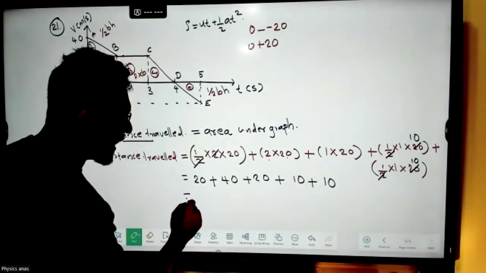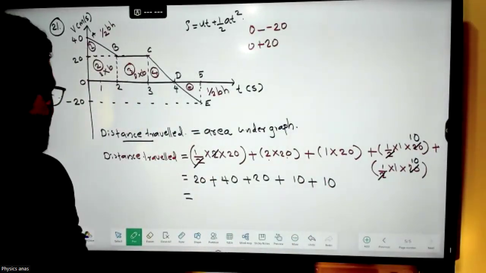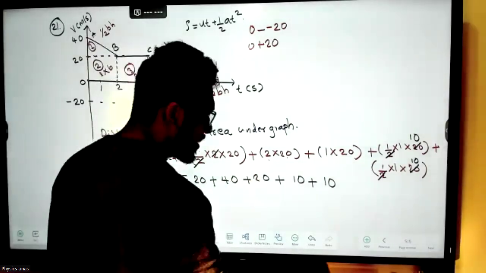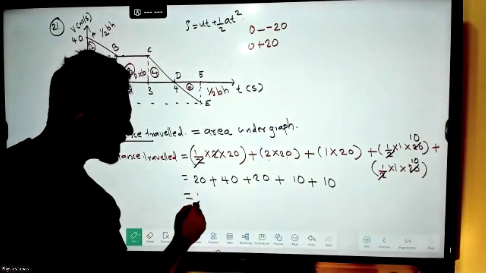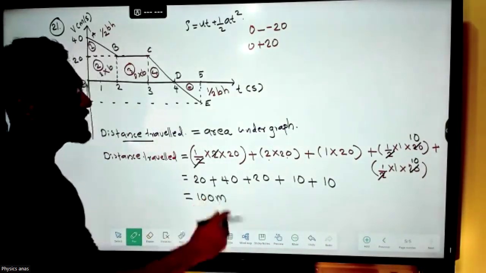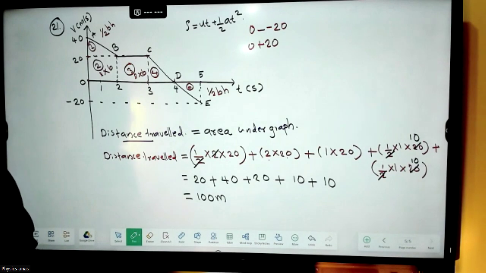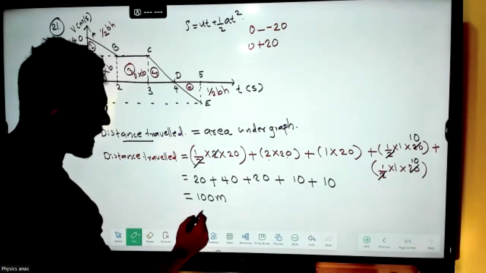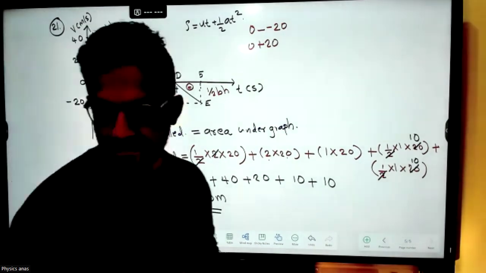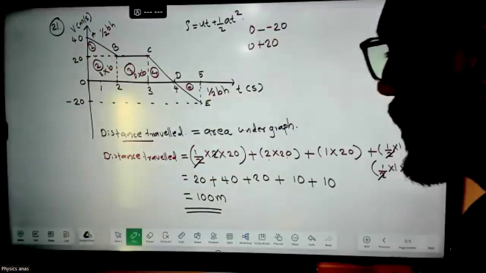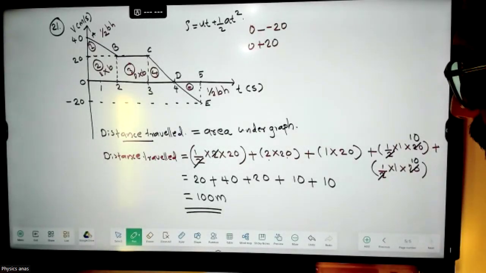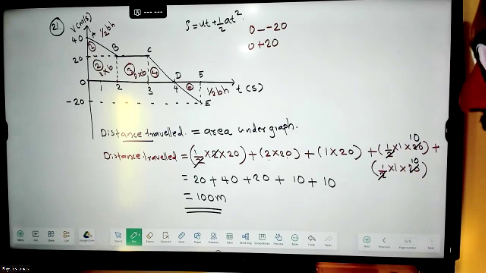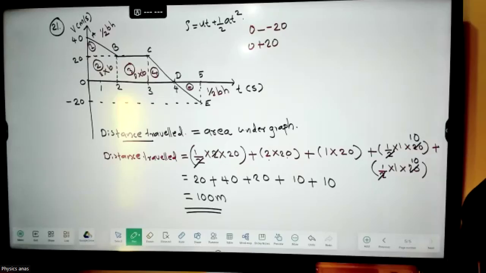So what is this whole value? 20 plus 40, 60. 60 plus 20, 80. 80 plus 10, 90. 90 plus 10, 100. So the distance traveled is 100 meter. Did you understand that? Did you guys understand that? Sana, Sneha, Arpita, did you understand this one? Yes, sir.